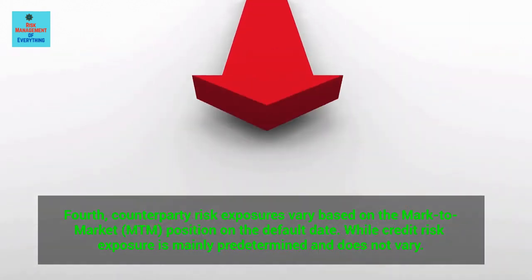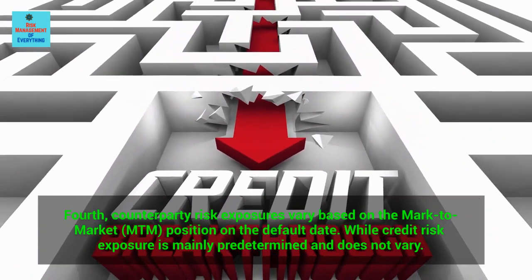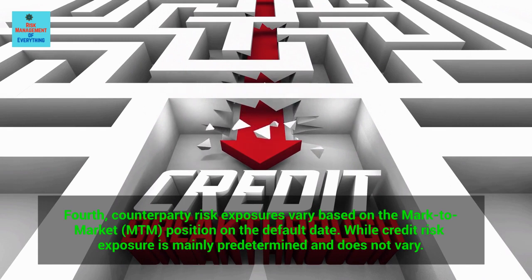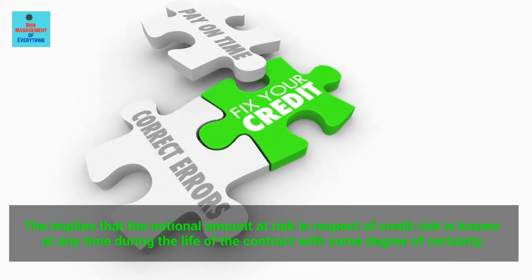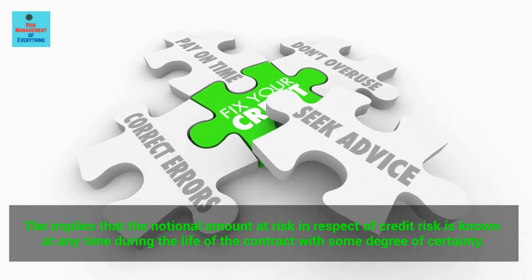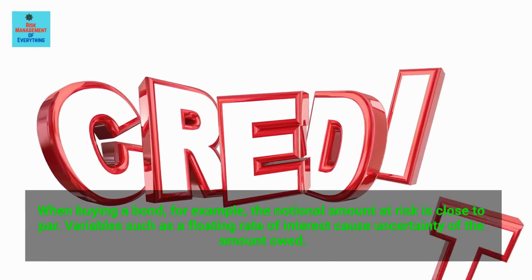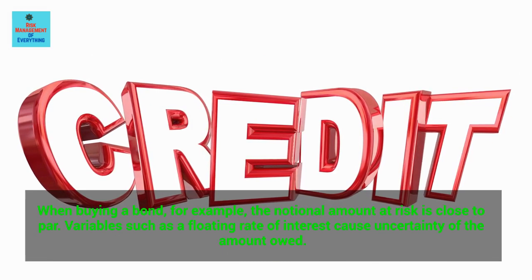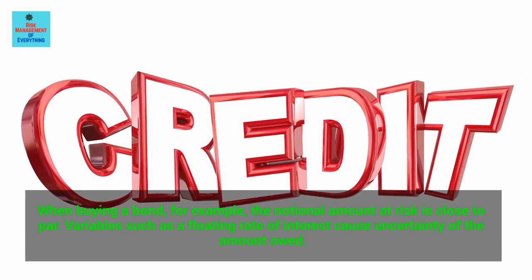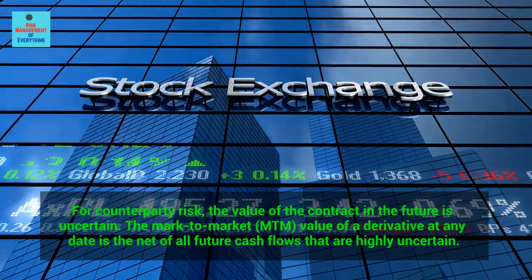Fourth, counterparty risk exposures vary based on the mark-to-market, MTM, position on the default date, while credit risk exposure is mainly predetermined and does not vary. This implies that the notional amount at risk in respect of credit risk is known at any time during the life of the contract with some degree of certainty. When buying a bond, for example, the notional amount at risk is close to par. Variables such as a floating rate of interest cause uncertainty of the amount owed. For counterparty risk, the value of the contract in the future is uncertain.